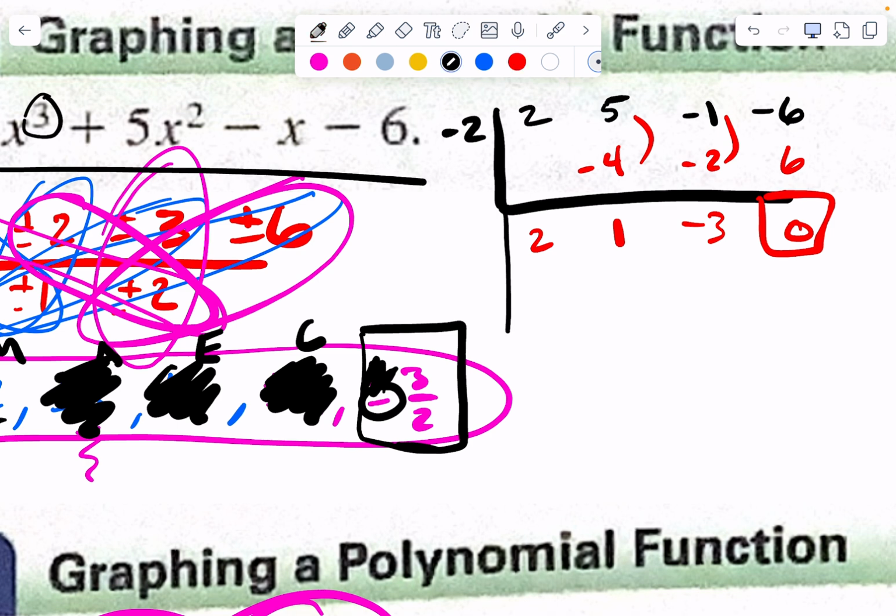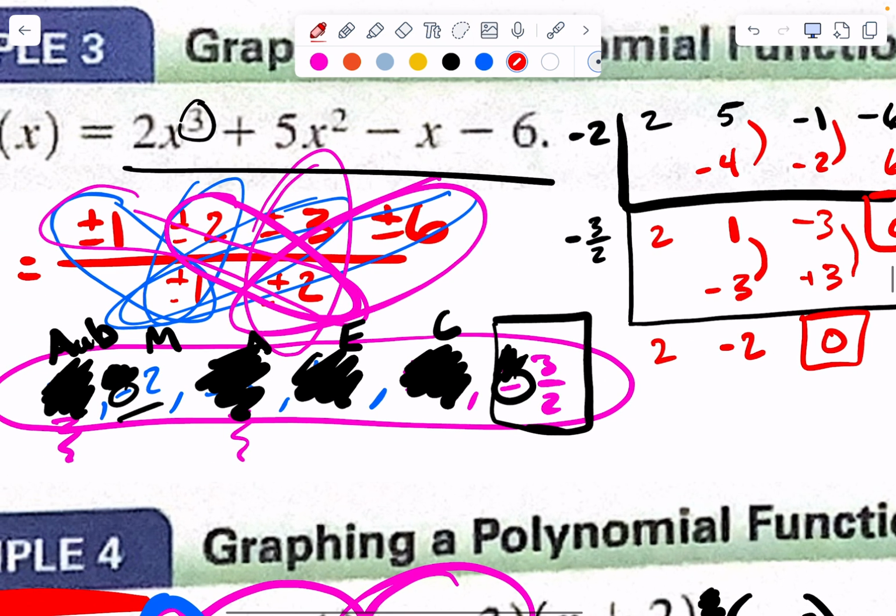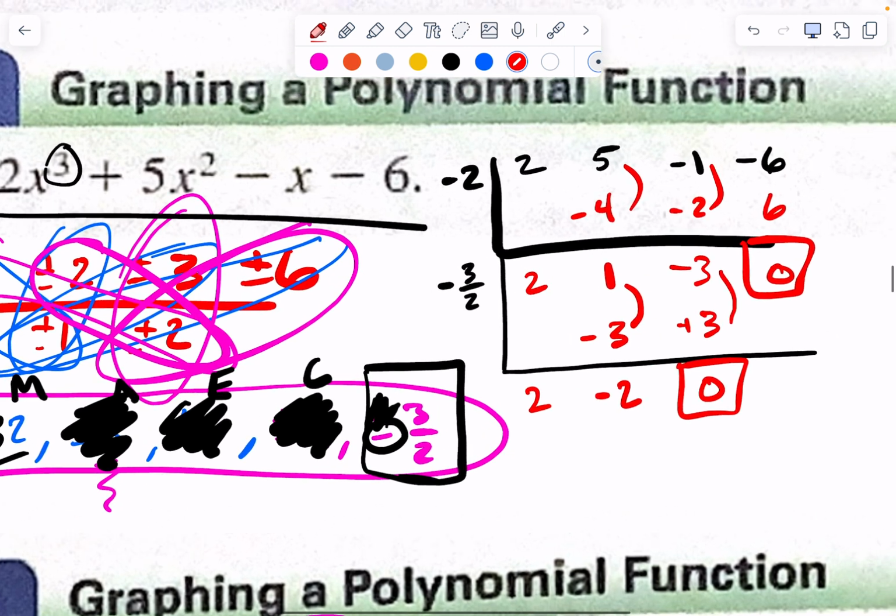Okay, I did that really fast. Negative 3 halves. Okay, 2 goes down. Do you know what negative 3 over 2 times 2 is? Negative 3. That makes negative 2, and that times that is going to be positive 3, and that is 0. Okay, somebody was wrong. Aubrey was wrong. That's why I'm redoing it.